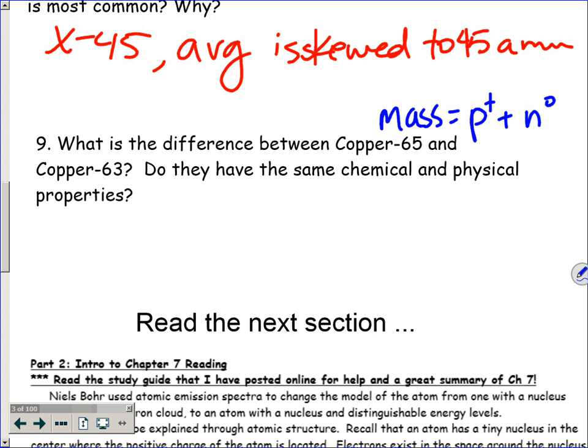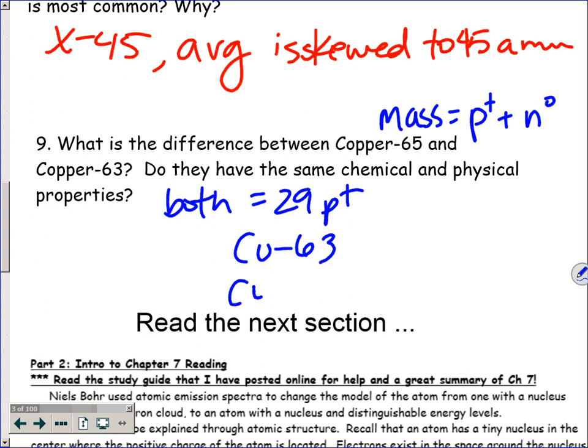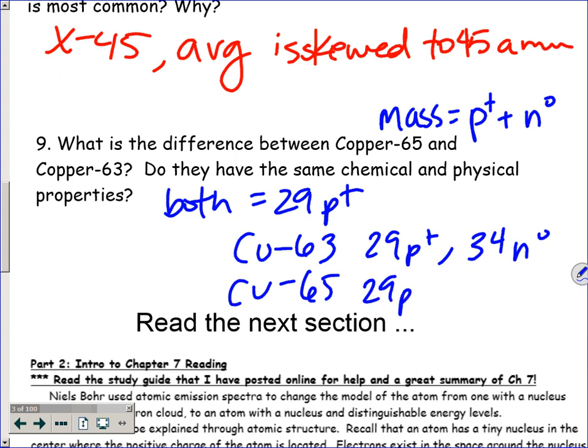29. So they both contain 29 protons. Copper 63 contains 29 protons and what? And then the other one, 29 protons and... So essentially these are isotopes of each other, different by just the mass of 2 neutrons.